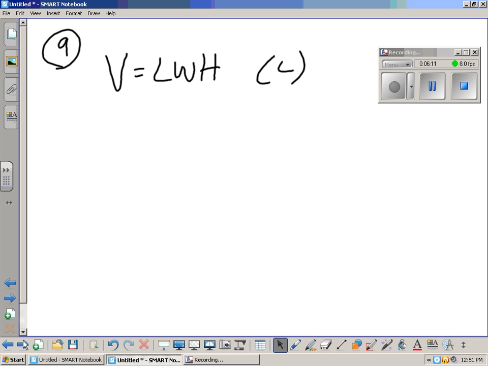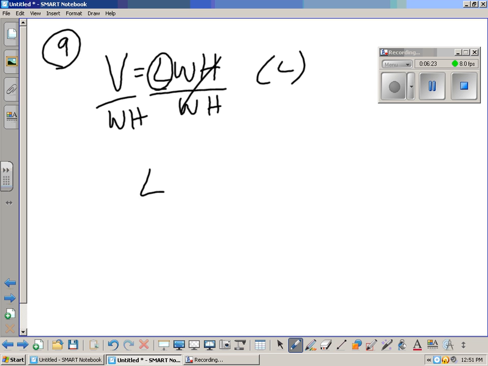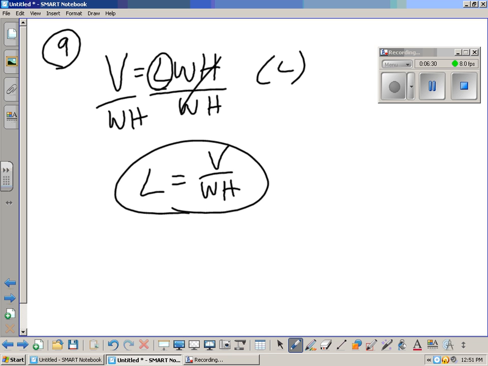Number 9, we are solving for L. So to get L alone, since L and WH are separated by multiplication, I'm going to use the inverse operation, which is division. So all of our math rules still apply, but when you're dealing with literal equations, you don't have an actual number value for an answer. You have a set of variables and maybe a number or two mixed in with it.